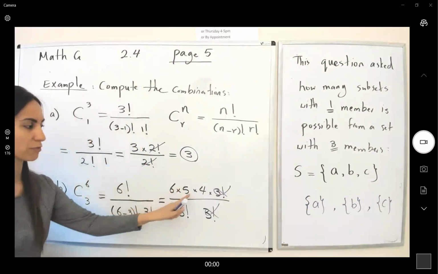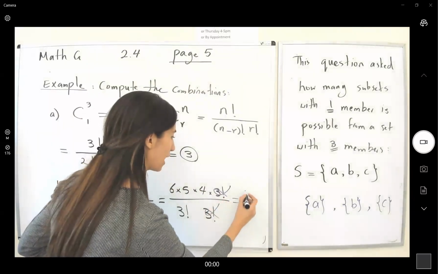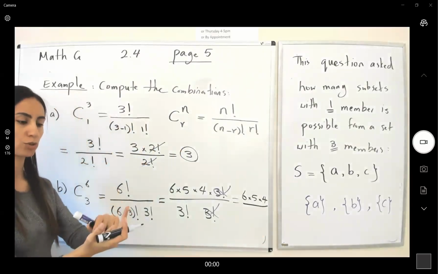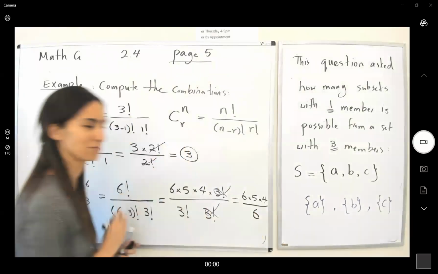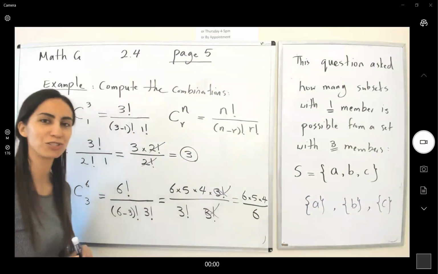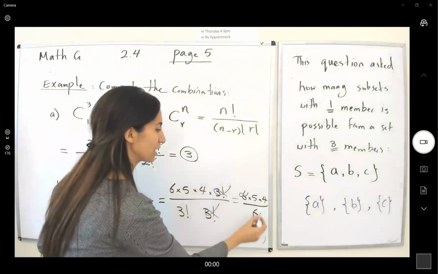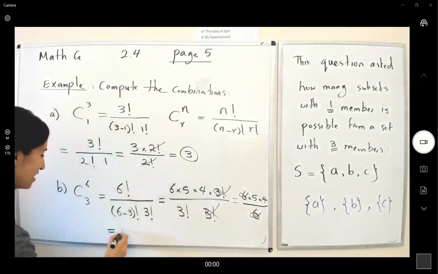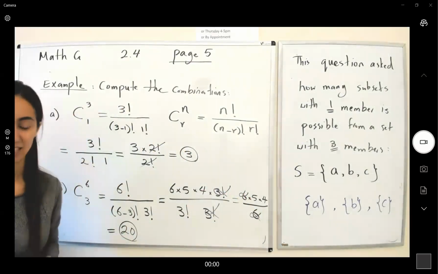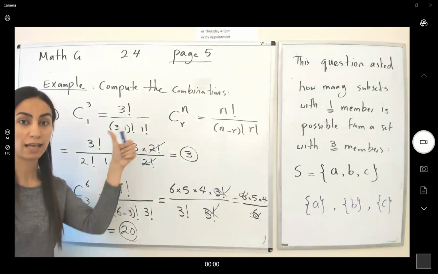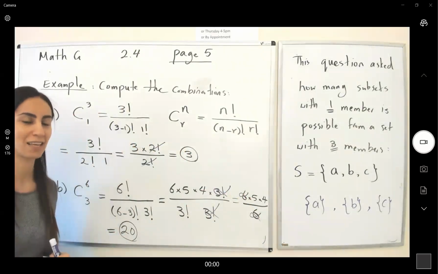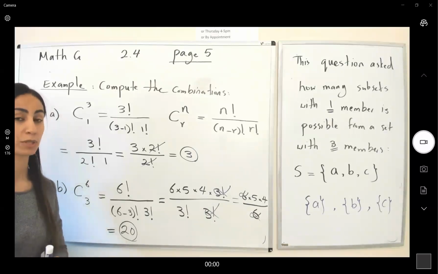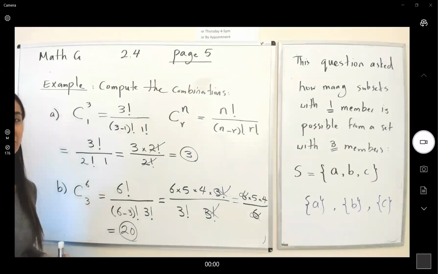I'm copying down my 3 factorial here, and I'm canceling 3 factorial, 3 factorial. What's left? 6 times 5 times 4 is left. And on the denominator, 3 factorial is 3 times 2 times 1, which is 6. Why do I write it this way? Because I want to cancel out 6 and 6. What's left? 5 times 4, which is 20. Excellent. It means that if you have a set with 6 elements, how many subsets with 3 elements are available? Those are 20 subsets with cardinality 3, which are available.